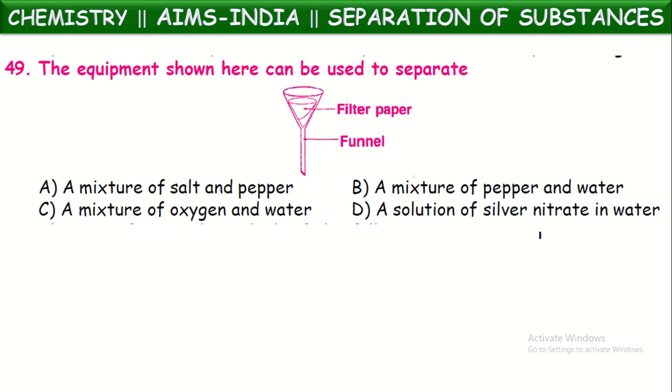Next, the equipment shown here can be used to separate. So what is this technique called, done by using this instrument? That is called filtration. In filtration, we can separate a mixture of insoluble solid and liquid. A mixture of salt and pepper cannot be separated because both are solids. A mixture of pepper and water can be separated. Yes. Pepper is insoluble in water, so when you pour the mixture of those two, pepper will remain in this filter paper here. Pure water will be collected down here, into the container. So a mixture of pepper and water can be separated.